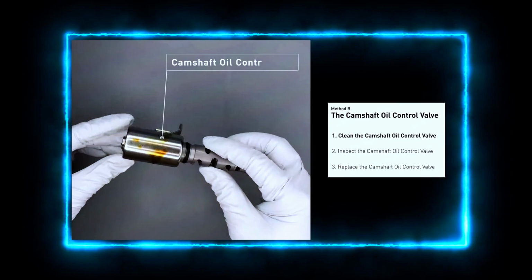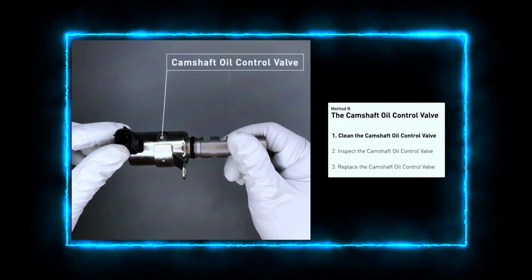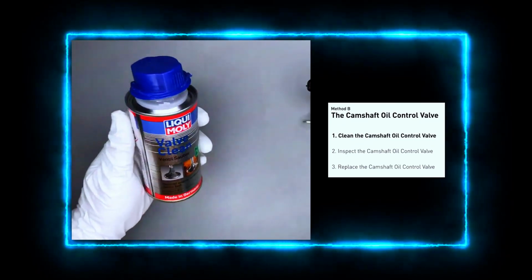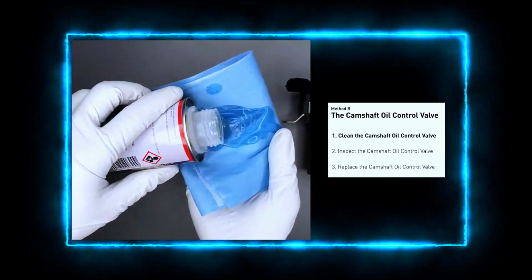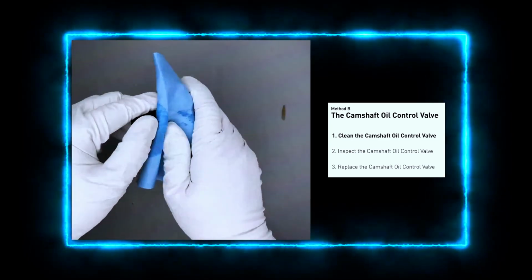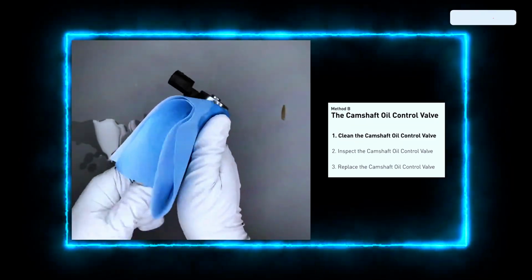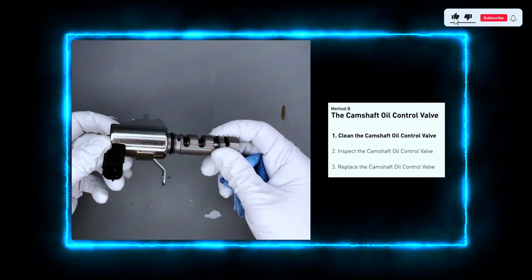Clean the oil control valve using a brake cleaner or electrical contact cleaner. Spray the valve thoroughly to remove any dirt or sludge buildup. Be sure to clean the valve's filter and any passages. Wipe it down with a clean cloth and let it air dry for a few minutes.